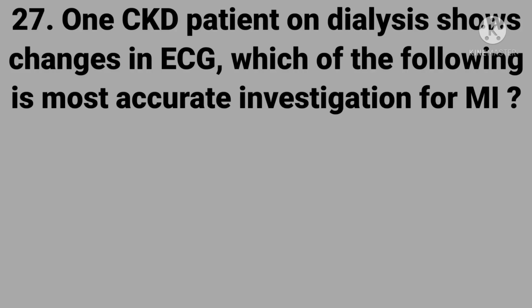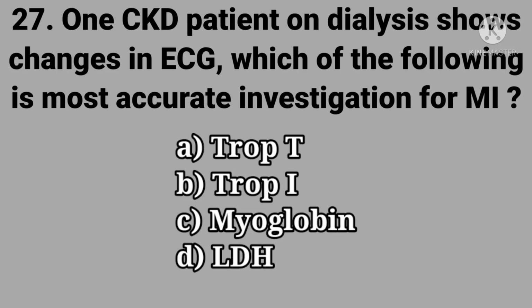Next question, a CKD, chronic kidney disease patient on dialysis shows changes in the ECG. Which of the following is the most accurate investigation for MI? The options are TROP-T, TROP-I, myoglobin and LDH. And the answer is TROP-I.